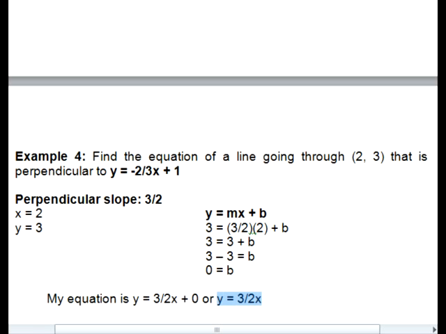Okay, so two ways you can write the equation is y equals 3 over 2x plus 0, or just y equals 3 over 2x if you prefer that.